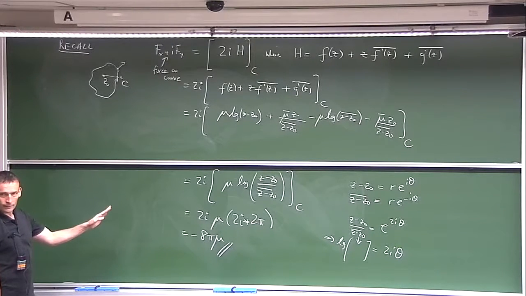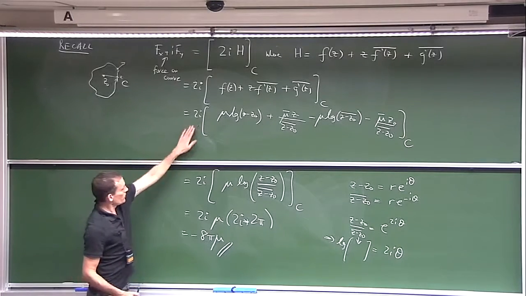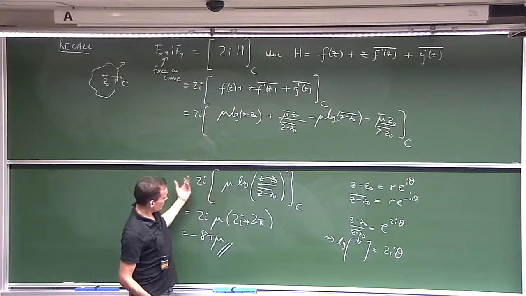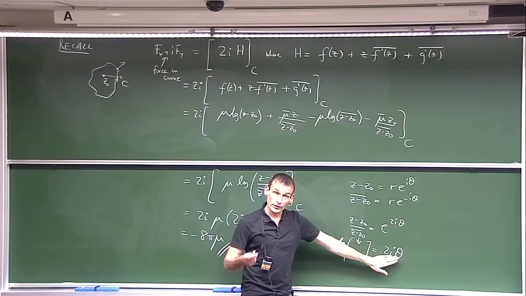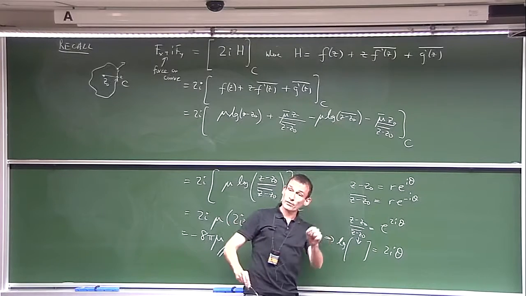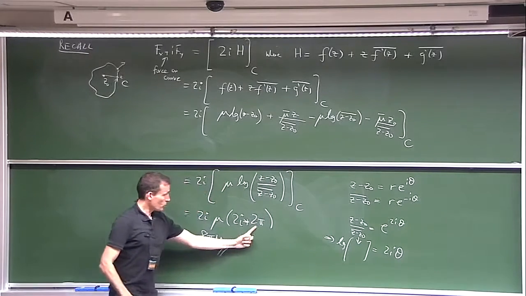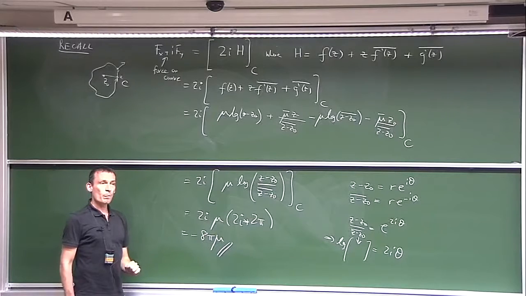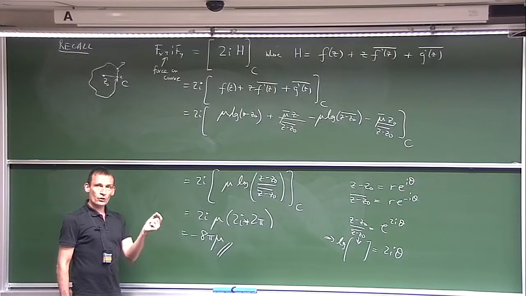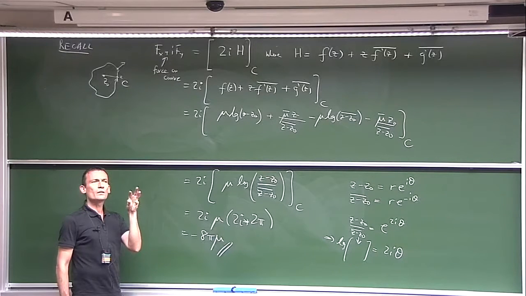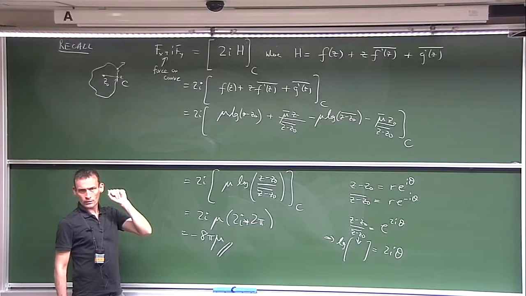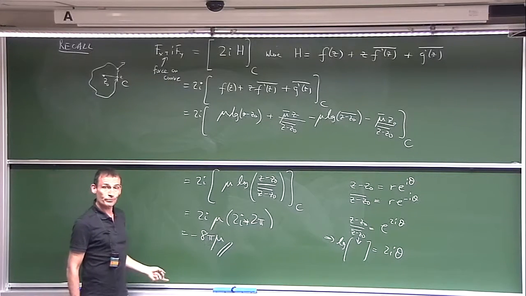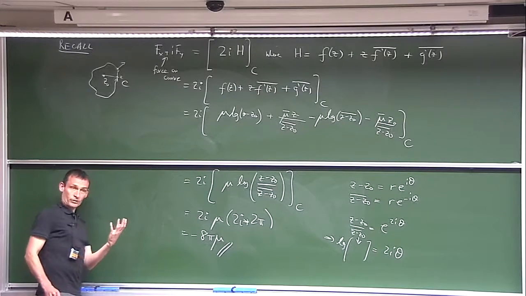Everybody see that? 2i just came from 2i, the mu just comes outside. Log of this thing is 2i theta, and theta changes by 2 pi if I go all the way around. So that's 2 pi. Okay. So you get 8 pi mu. So in other words, the force on the fluid due to this singularity, and by the way, it didn't matter what C was, as long as it was some curve going around z naught, then this is the force on the fluid. Okay, so it's a point force on the fluid.